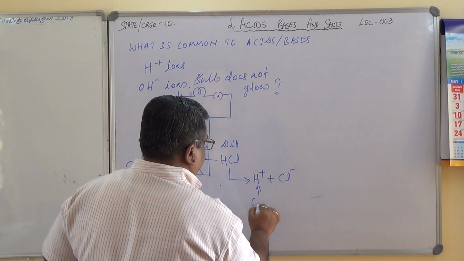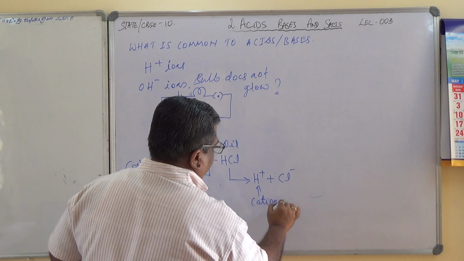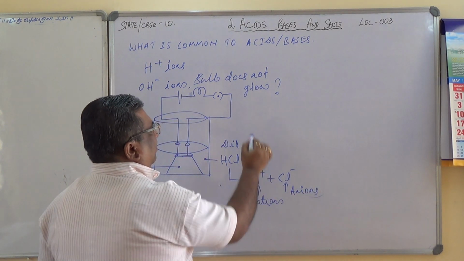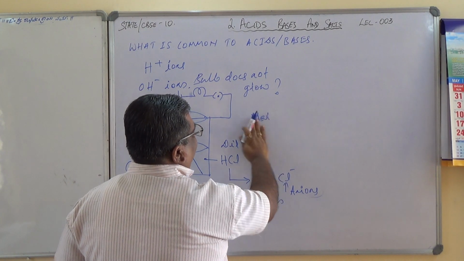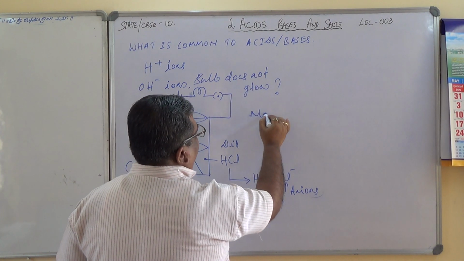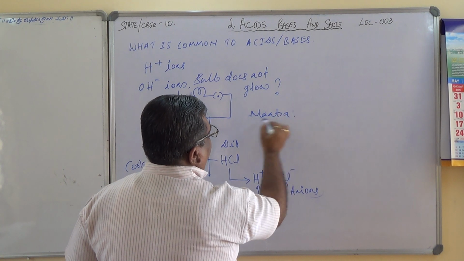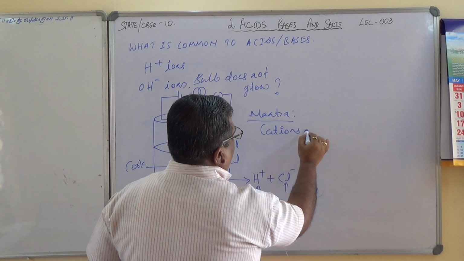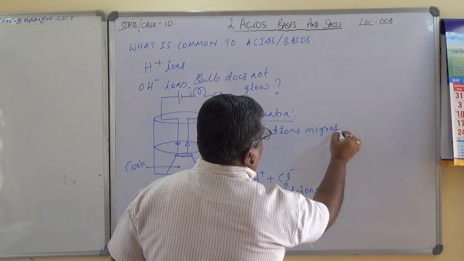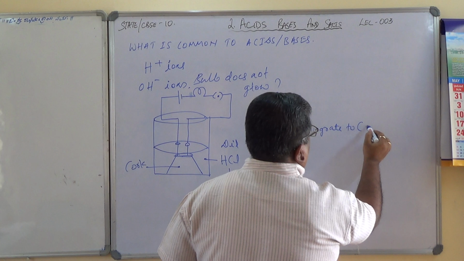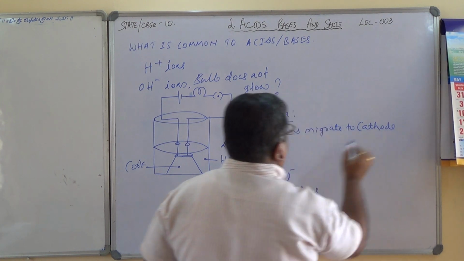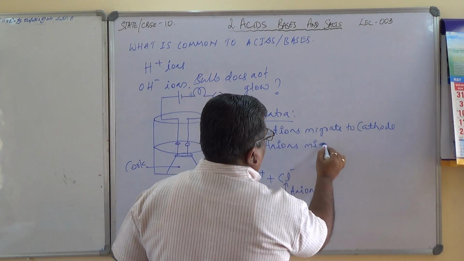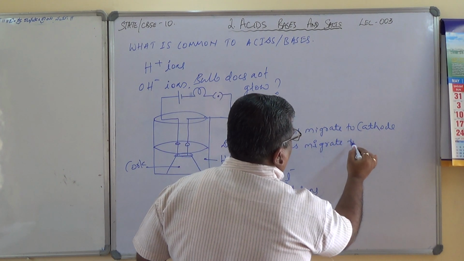These are called cations and these are called anions. The mantra of electrolysis, or the mantra for conduction of electricity over here, is: cations migrate to cathode, and anions migrate to anode.